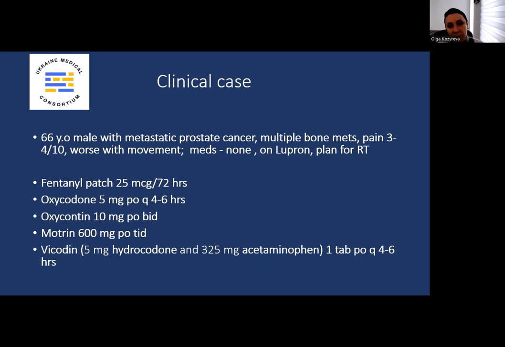So if we go back to our WHO ladder, step 1, we should try to use a non-opiate because this patient is completely naive to any pain medicine. And my medication of choice in this situation, I would start with Motrin. I would start with Motrin around the clock. Motrin around the clock is a great medication for management of musculoskeletal pain. And if the patient progresses, if it's not enough, I will escalate and add more. And of course, the patient will continue Lupron, continue Zometa, and will have radiation.